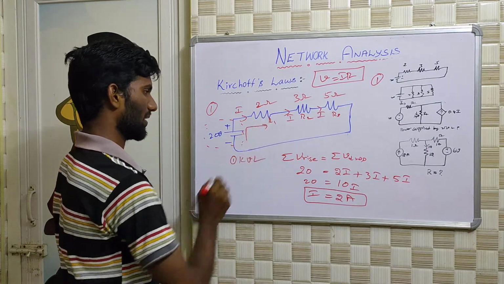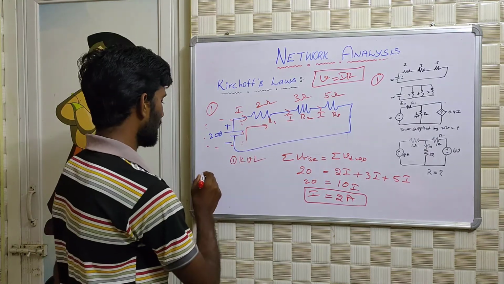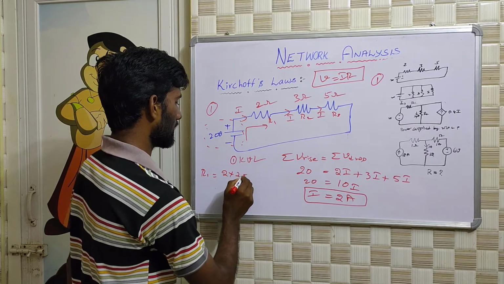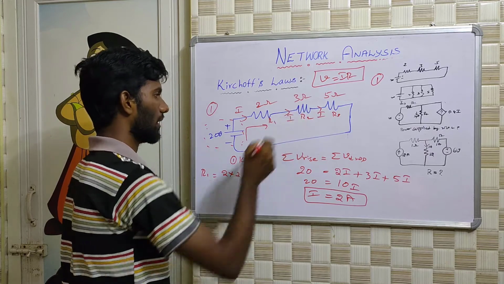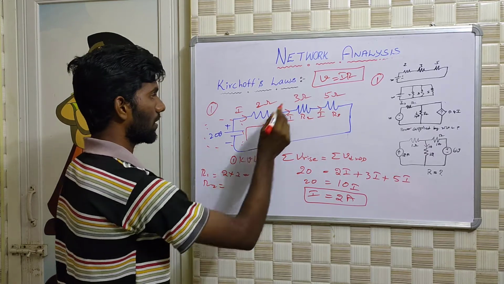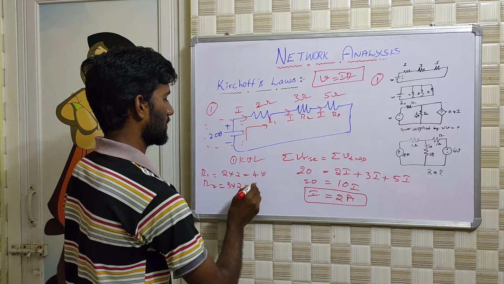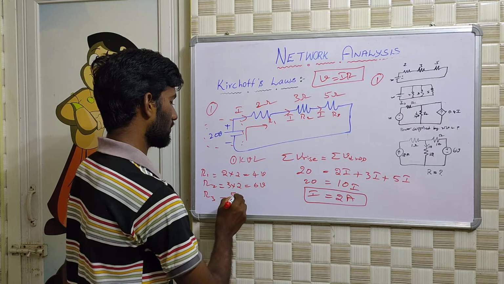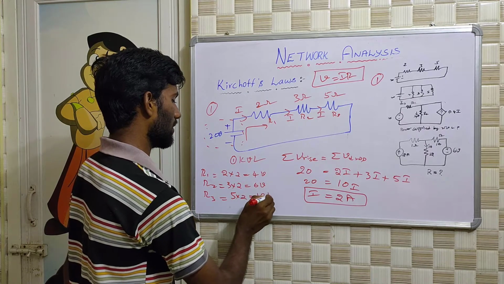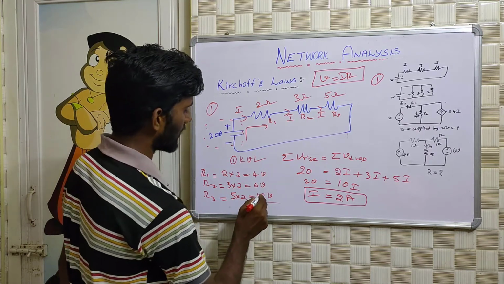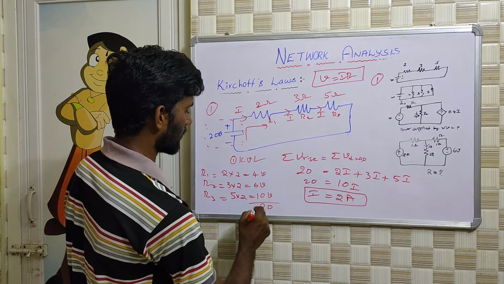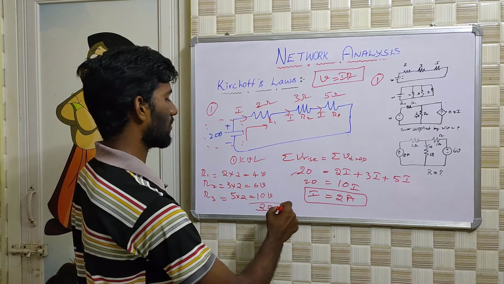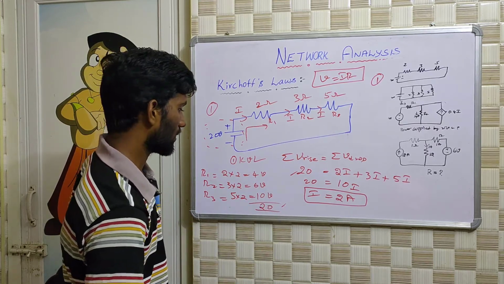So the voltage drop across the first resistor R1 will be 2 into 2, that is equal to 4 volts. Across R2, 3 into 2, 6 volts. Across R3, 5 into 2, that is equal to 10 volts. So 10 plus 6 plus 4 is 20. Our voltage rise is equal to 20, and the sum of voltage drops is also 20.